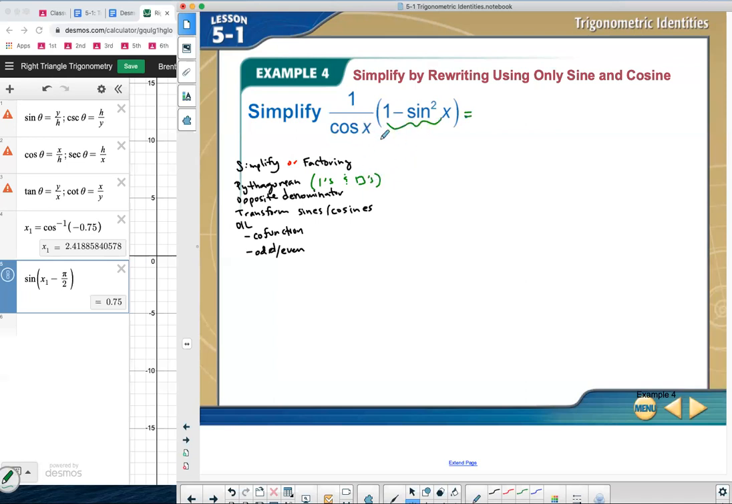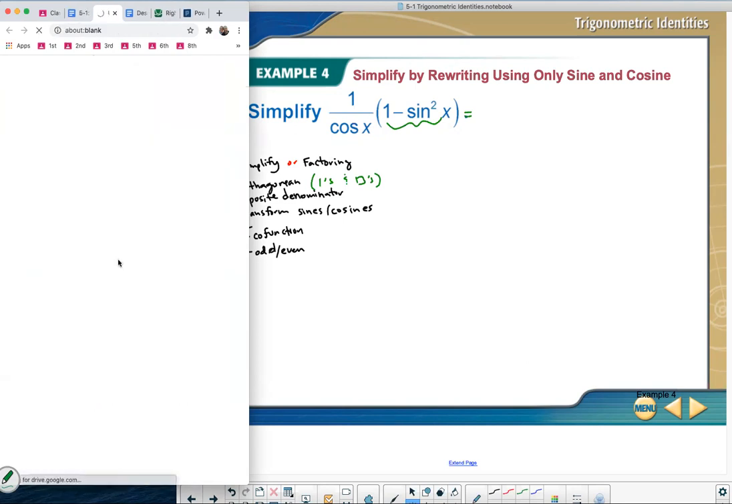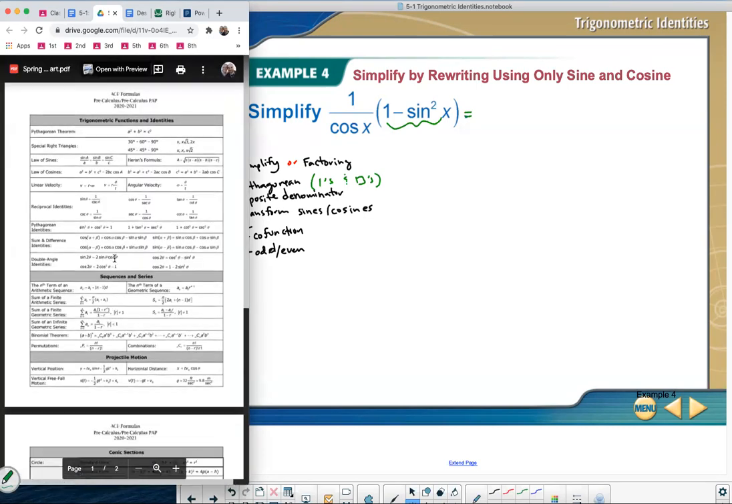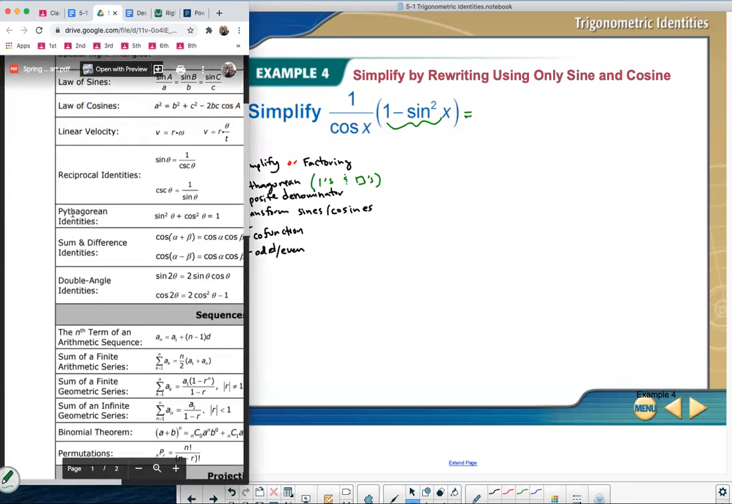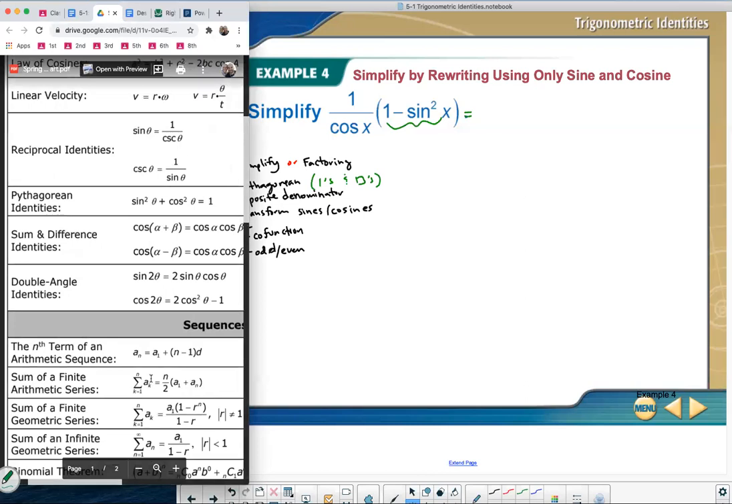So I'm going to use that Pythagorean identity. Let me go to my notes and open up the formula chart. It's listed right under digital resources, right under the YouTube link. Let me zoom in. Here are my Pythagorean identities. There's 3 of them. You remember earlier when I was dividing by the x squared, h squared, and y squared. So this one has a sine. So I'm looking at the one with the sine.